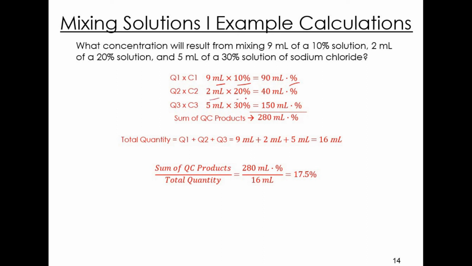Second quantity times concentration is 2 mLs of 20% to get 40, 5 mLs of 30% to get 150. So all these represent the amounts of sodium chloride, and we just sum them together to get 280, and this is in strange units, mL percent, because we left it as a percent. Total quantity in this situation, there's nothing extra added, so we'll just add 9 plus 2 plus 5, the mLs of each solution, to get 16 total. So 280 mL percent divided by 16 is 17.5%.